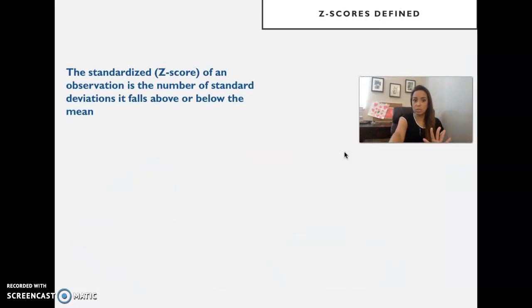So one more time with feeling. The standardized or Z-score of an observation is the number of standard deviations it falls above or below the mean. Because we subtract the mean from the score, if the Z-score is positive, it represents a score that falls above the mean. If the Z-score is negative, it represents a score that falls below the mean.